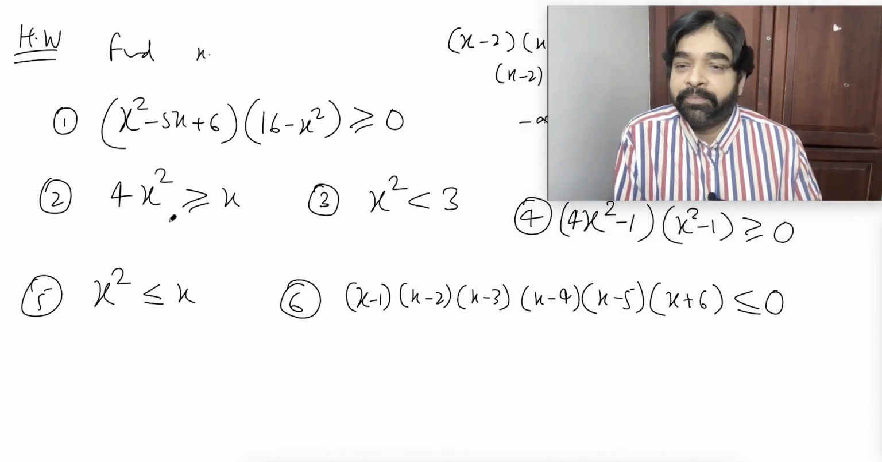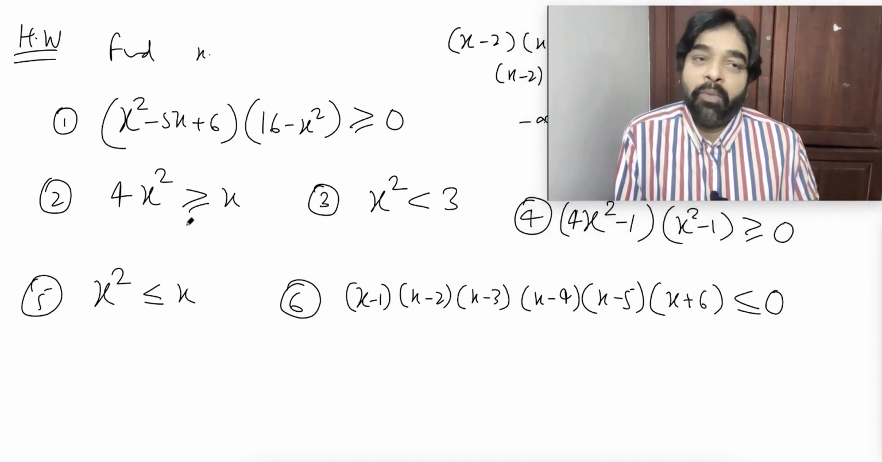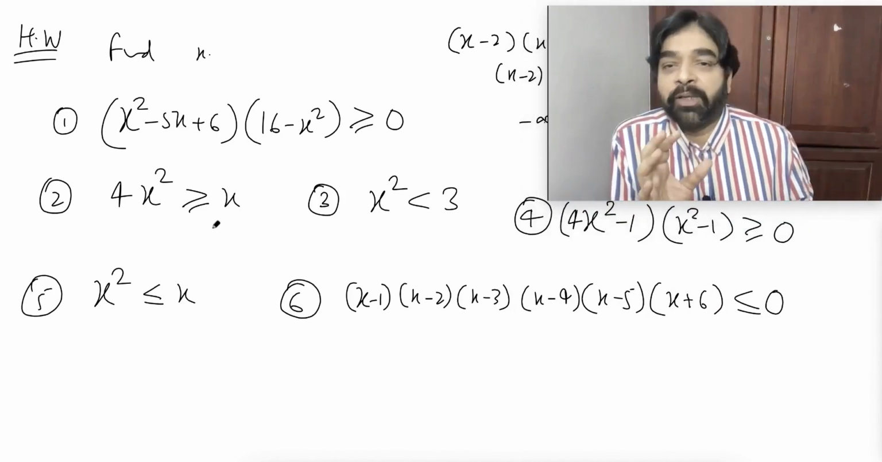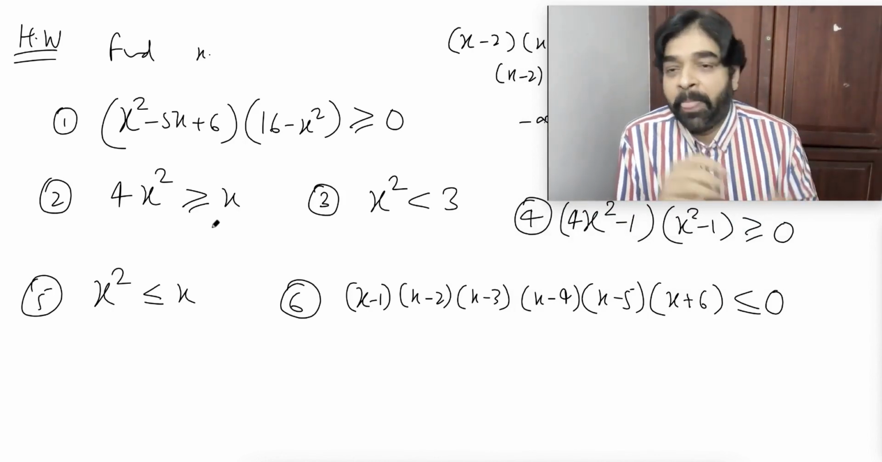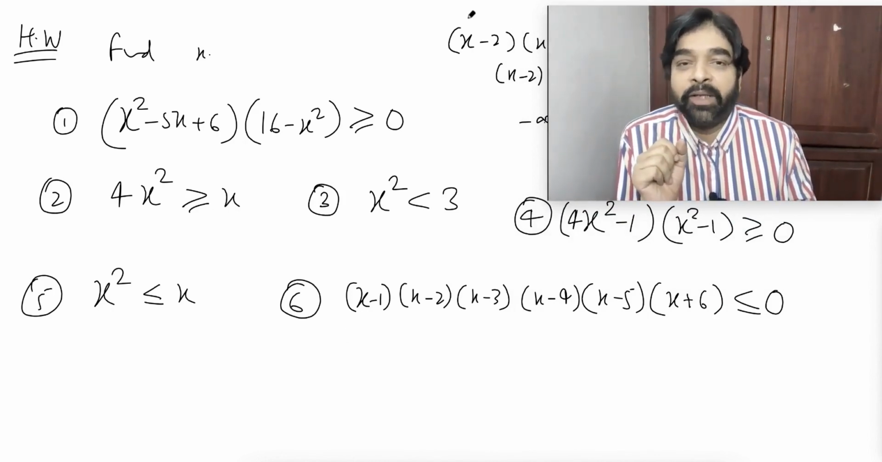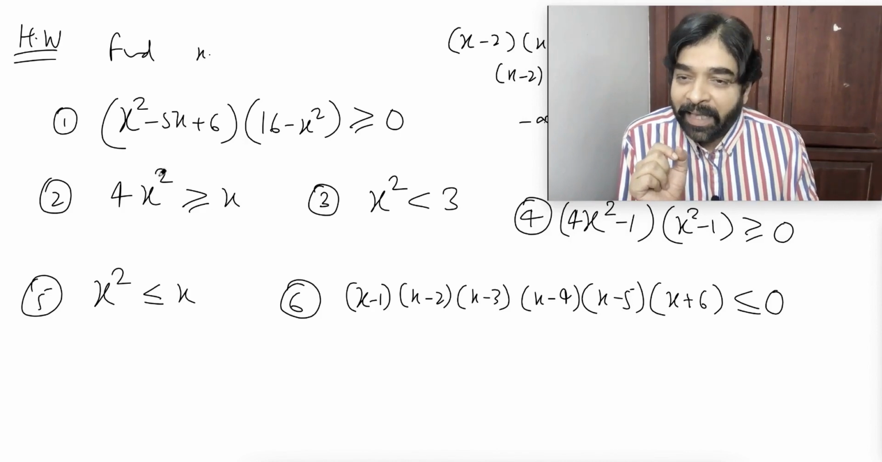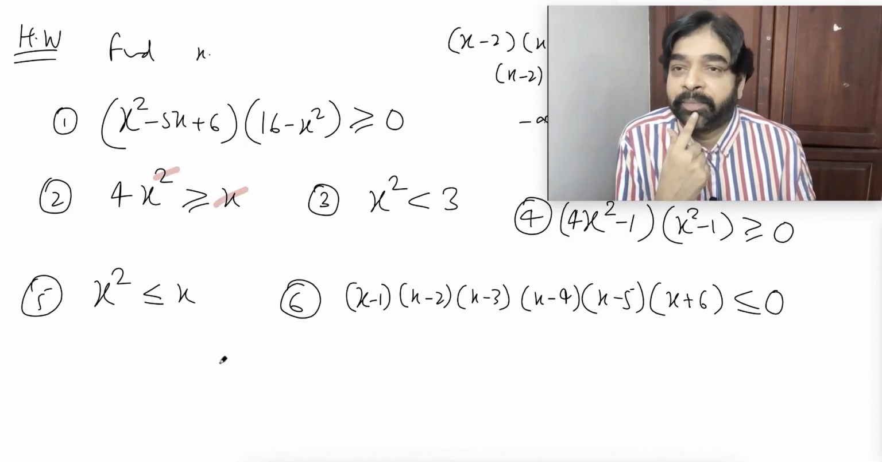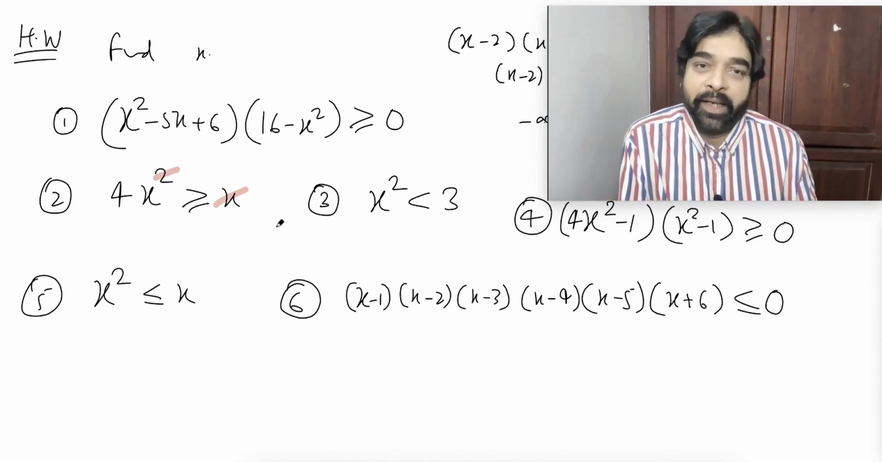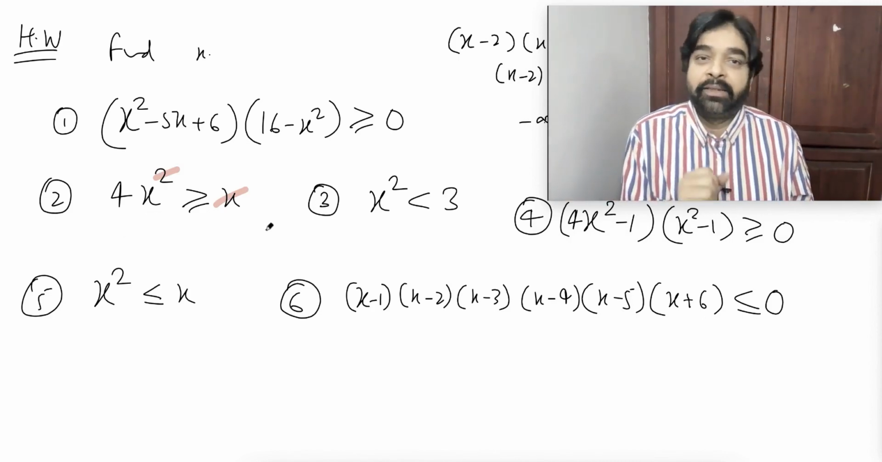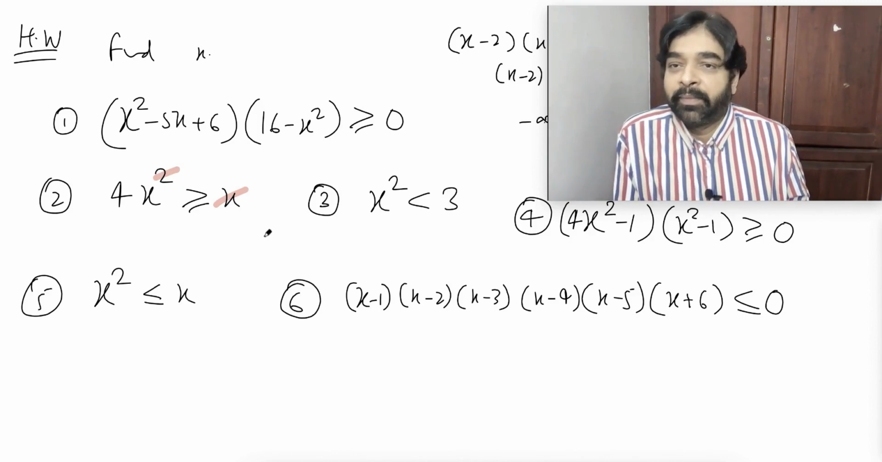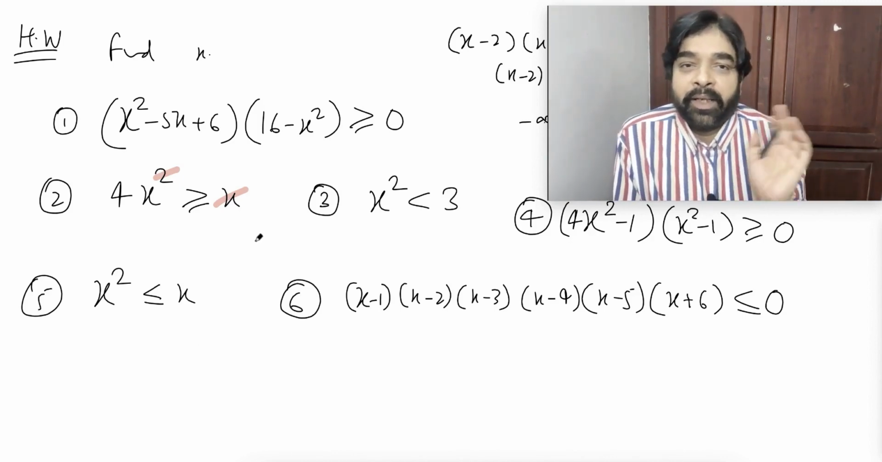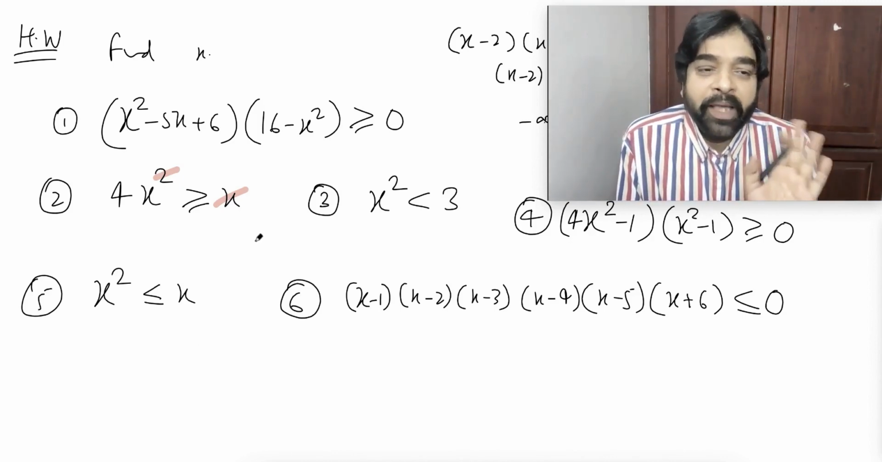Now second one. Second question. This again is a simple question. This question I gave you for one particular purpose. Sometimes, some children, what do they do? They cancel this x square by x here, so x and x cancel. Can we do that here? No, we cannot.